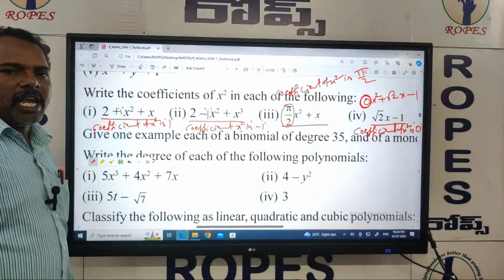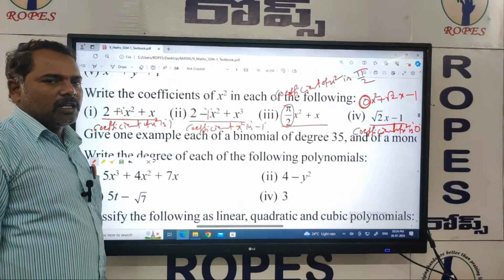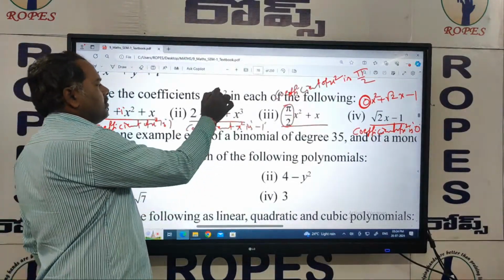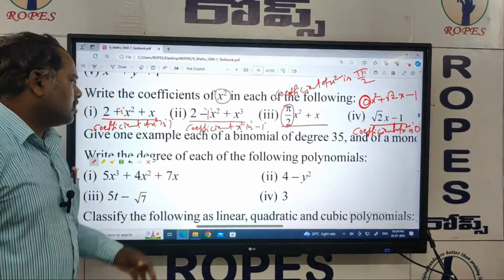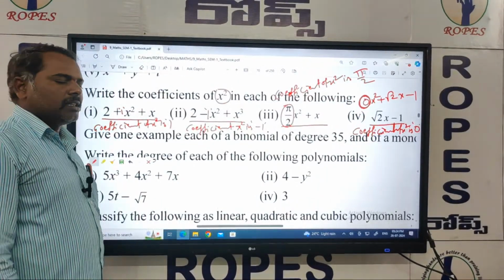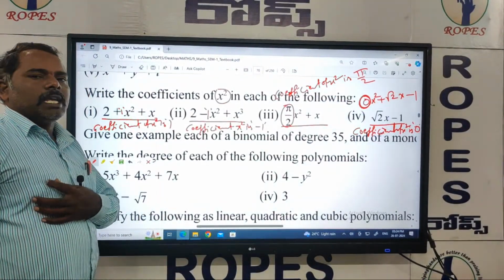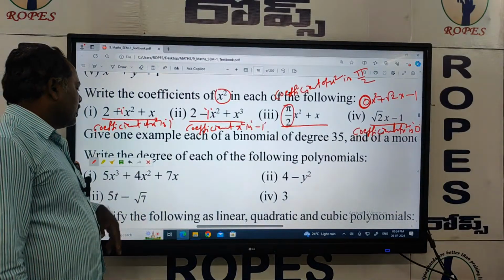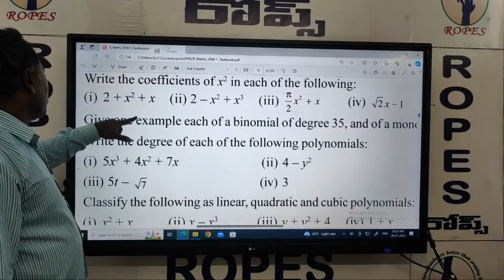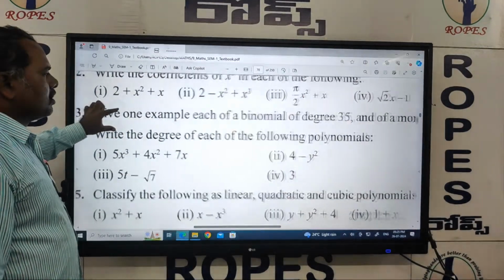Okay, so like this we can write when they are asking for the coefficient of a particular term. For x square they asked in these sub questions, and we have written the coefficient of x square. Okay, right. Next, let's go to the third question.